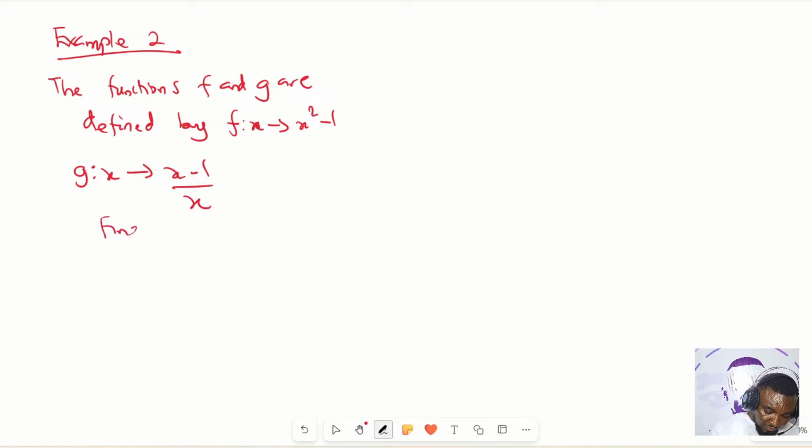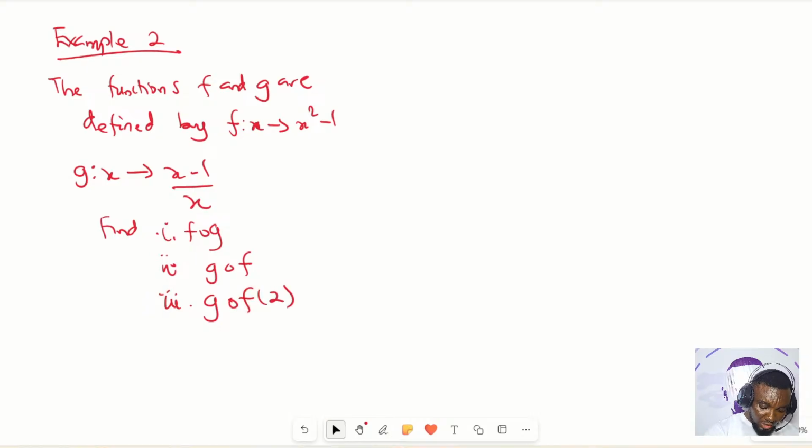Now we have to find the first one, f of g, in the I part. And then you have to find g of f. And then you have to find g of f of 2. So try and solve these questions in the next 5 minutes. Take your time, take your exercise book and go through it, and put the answers in the comment section. I'm giving you 5 minutes. Then once you are done, we'll be able to look at the answers.